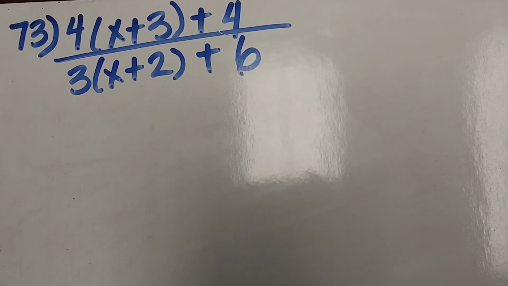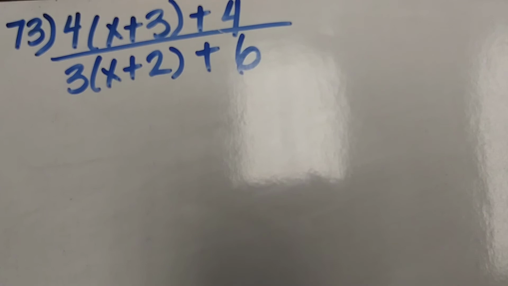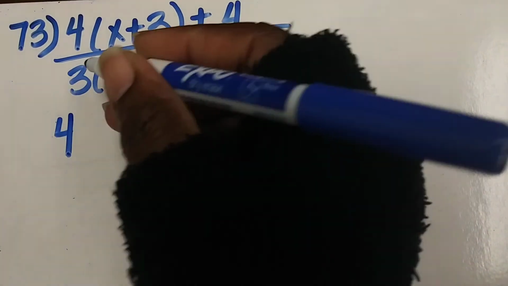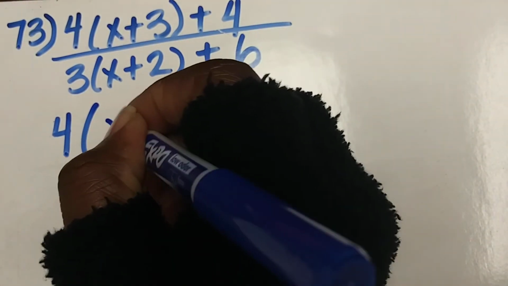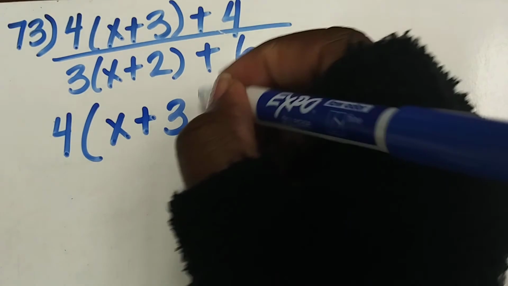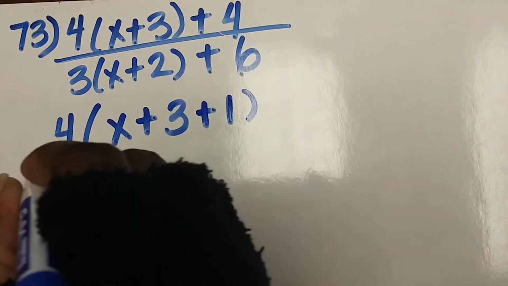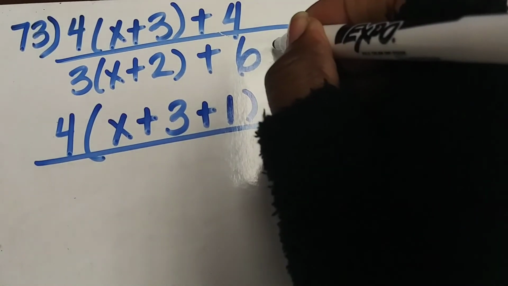In my numerator, I'm going to just look at it as 2 separate parts. If I look at this as 2 separate parts, what's their greatest common factor? It is 4. So 4 goes into the first part, x plus 3 times. And then 4 goes into 4 one time. That's the first part.